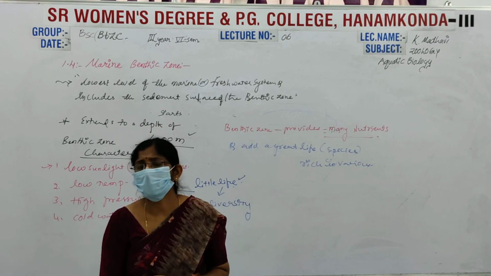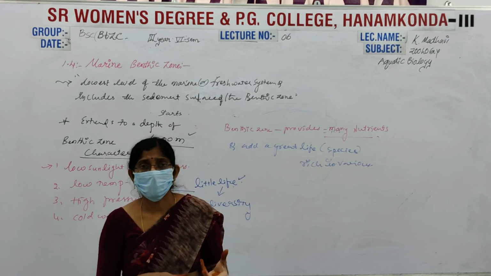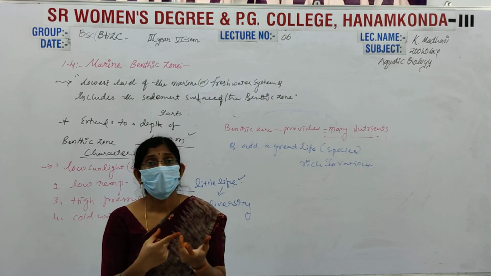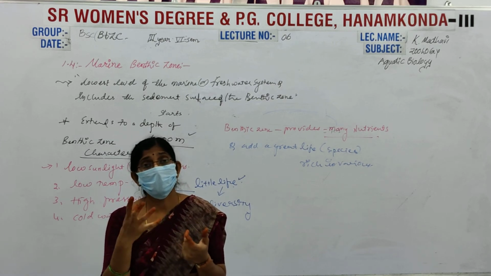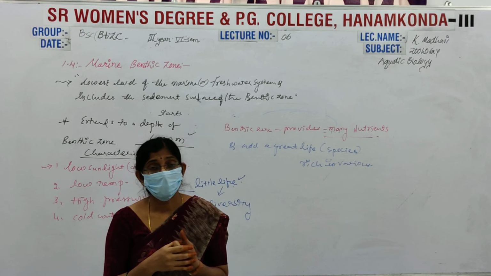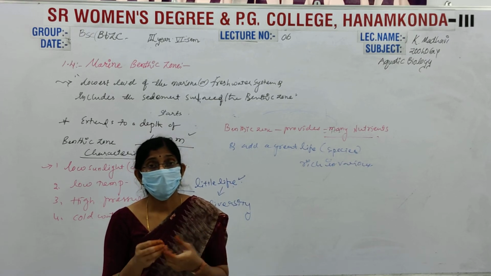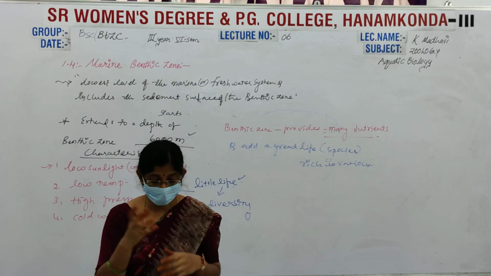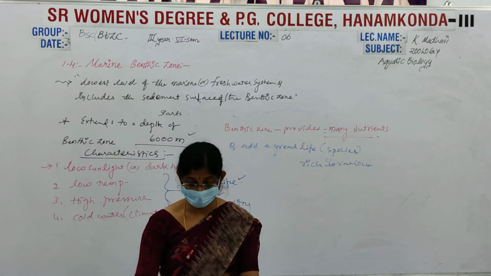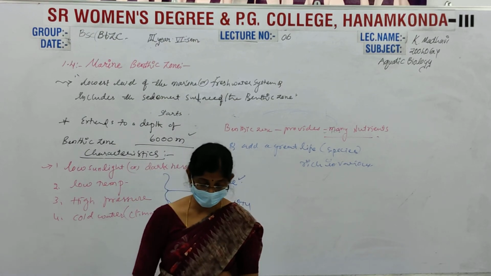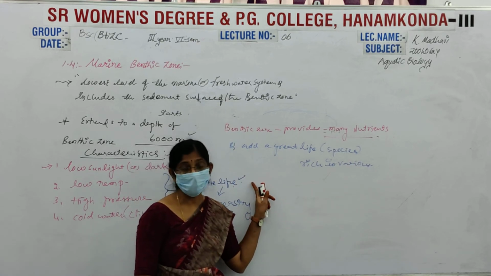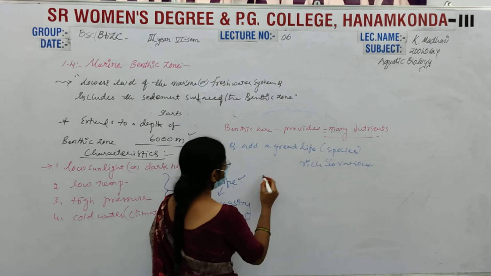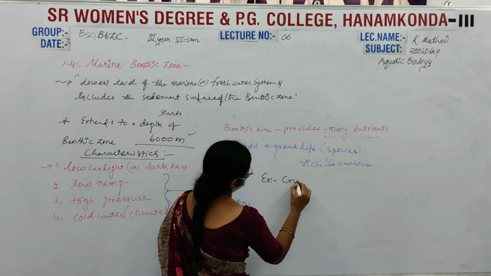Some other invertebrates are also present here, simply polychaetes and molluscs, especially crabs, decapods, and sea stars. So many animals are present in the benthic zone. What are the animals living in the benthic zone? Crustaceans.